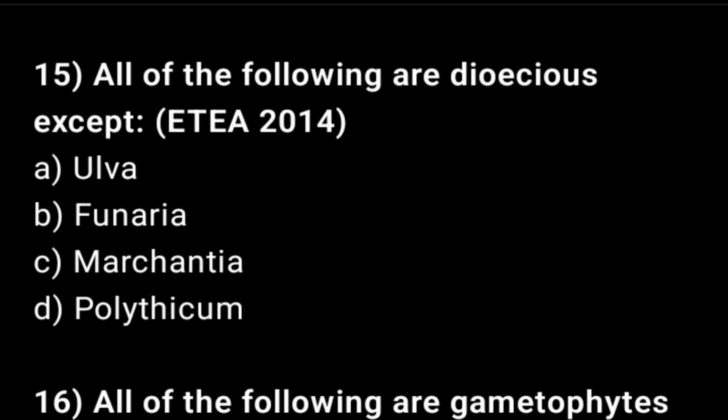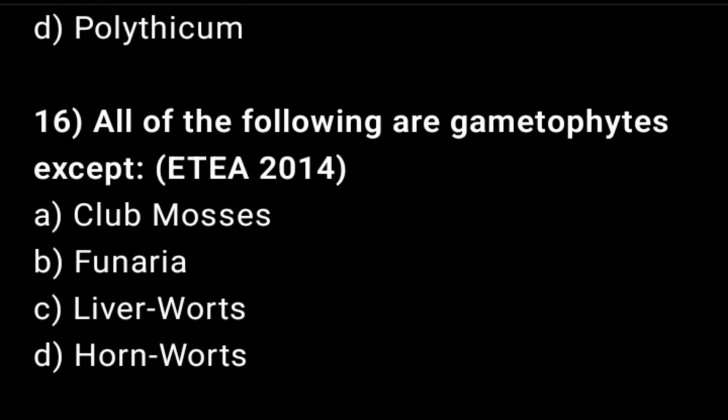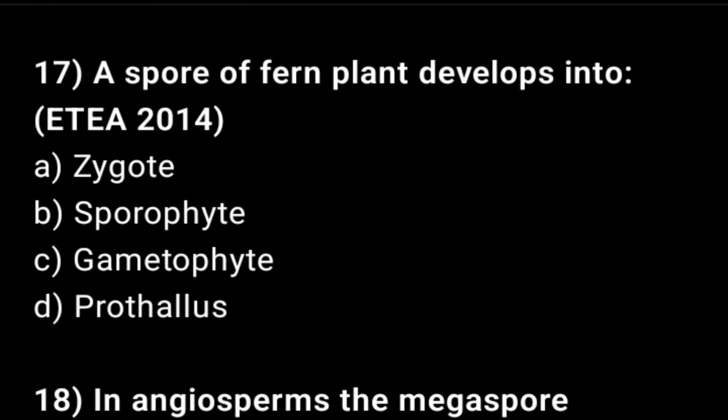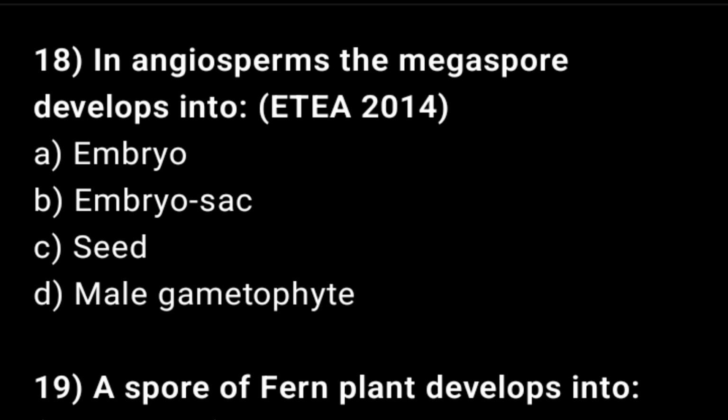A. Ulva. B. Funaria. C. Marchantia. D. Polytrichum. 16. All of the following are gametophytes except ETEA 2014. A. Club mosses. B. Funaria. C. Liverworts. D. Hornworts. 17. A spore of fern plant develops into ETEA 2014. A. Zygote. B. Sporophyte. C. Gametophyte. D. Prothallus. 18. In angiosperms the megaspore develops into ETEA 2014. A. Embryo. B. Embryo sac. C. Seed. D. Male gametophyte.